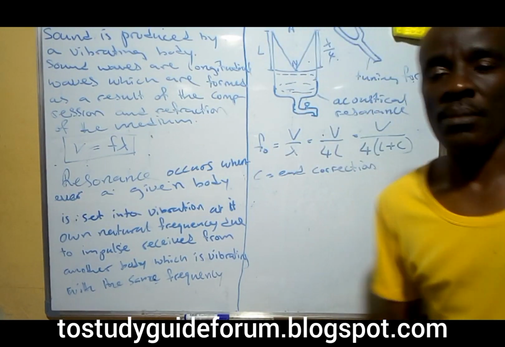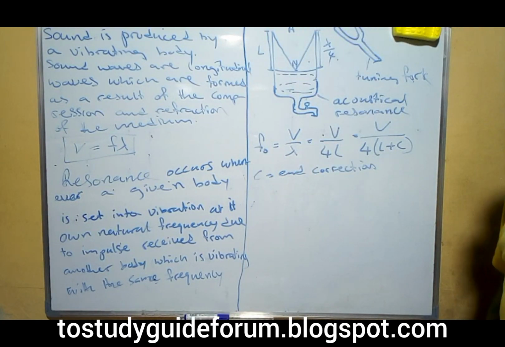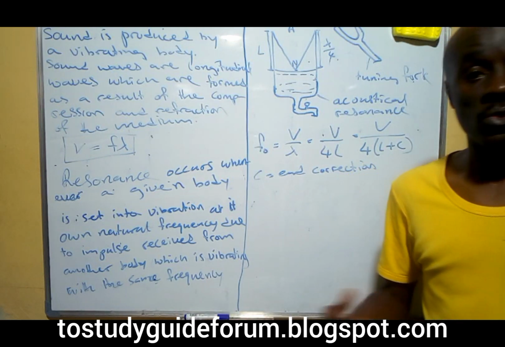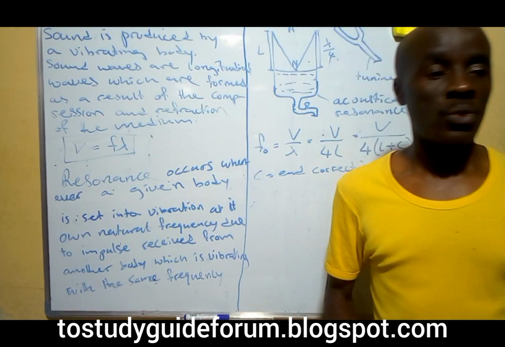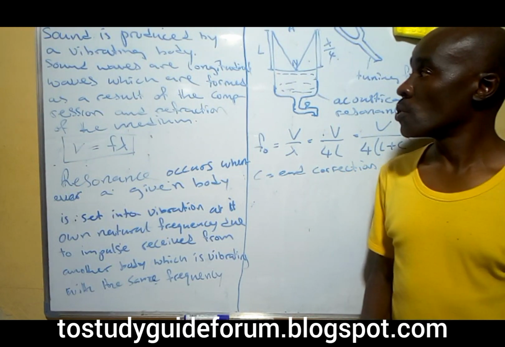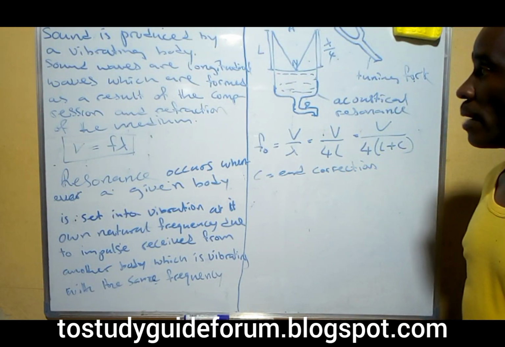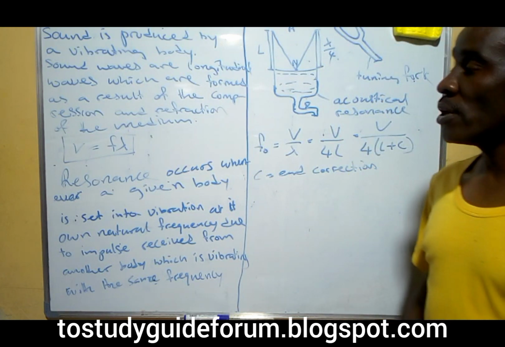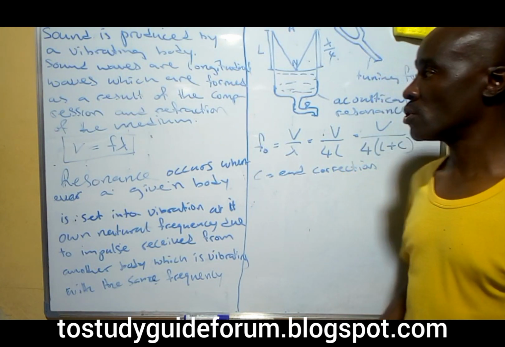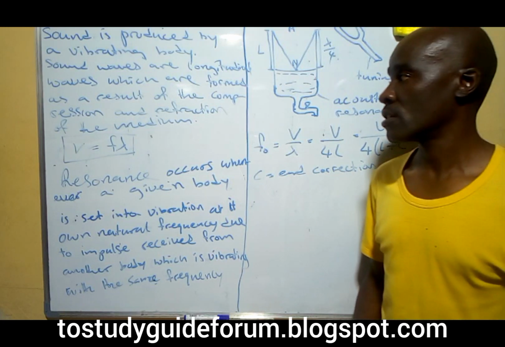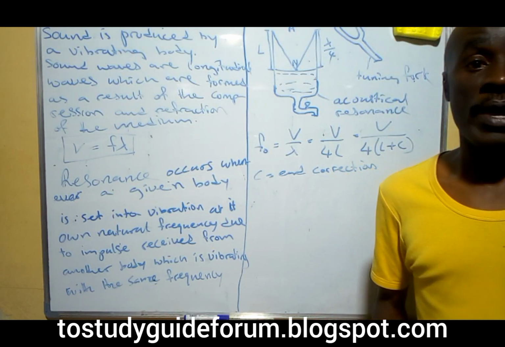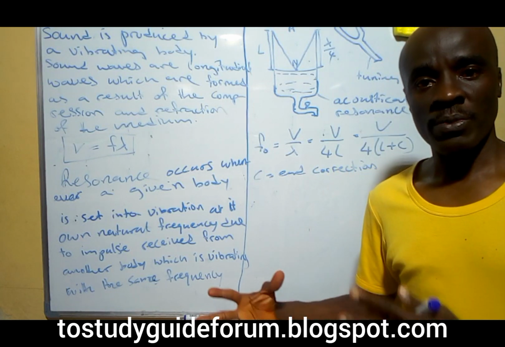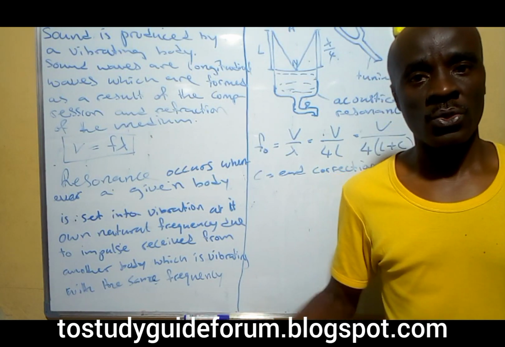About a very exciting topic. Here, like we've done in our previous video, where we've been able to just say something about sound, but today we're going to be expanding it more. So we know that sound is produced by a vibrating body, and sound waves are longitudinal waves, and also they require a medium of transmission. That means they need a medium to be transmitted from one point to another.